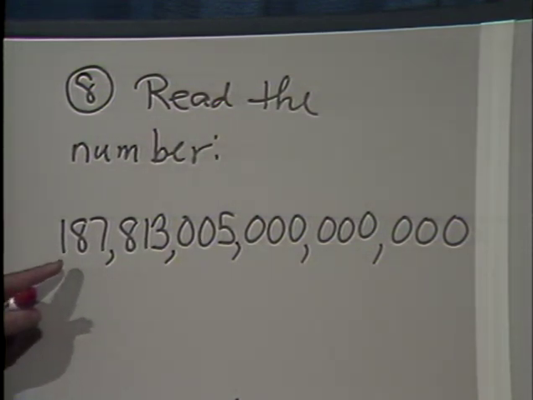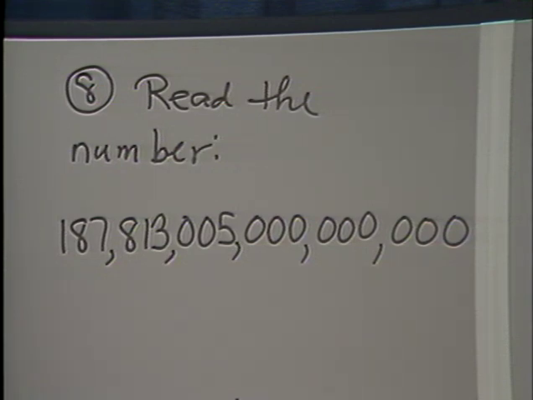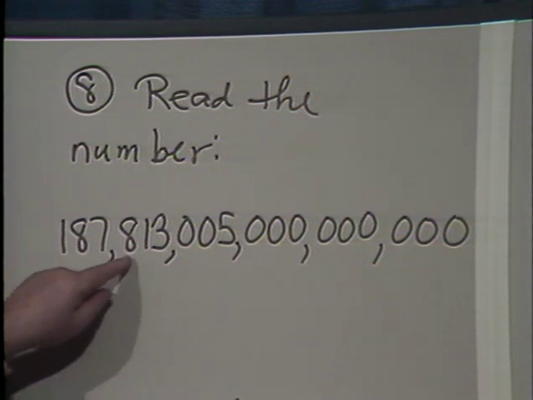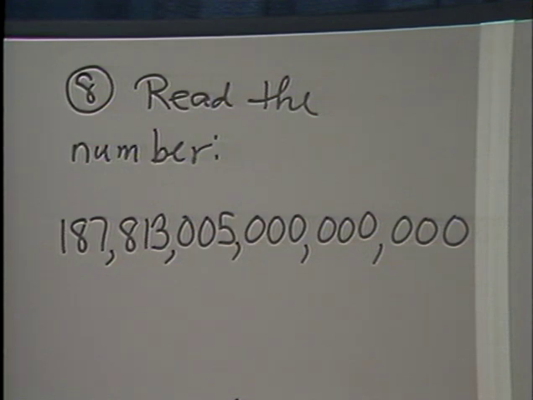Read the number. First of all, without the commas in here, this number would be almost impossible to even start to read. But with the commas, what does this tell me? I have 187 of one denomination, 813 of another denomination, and how many of another denomination? This is a little bit tricky, but be careful.